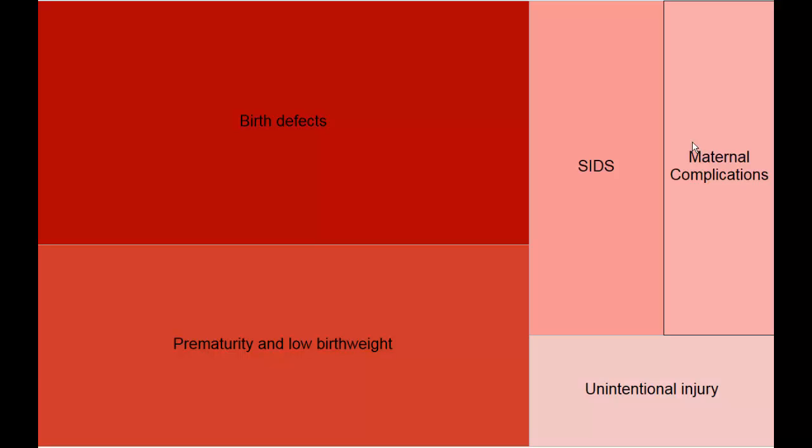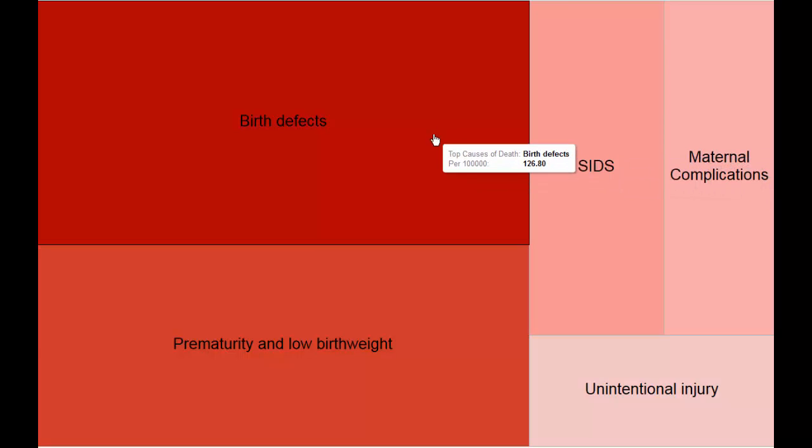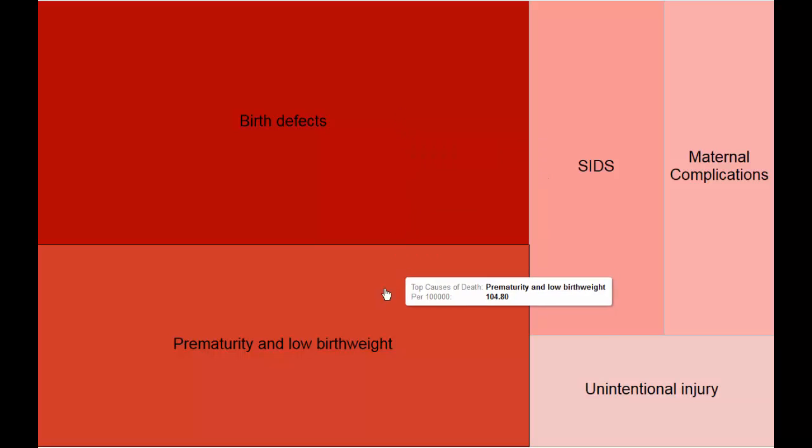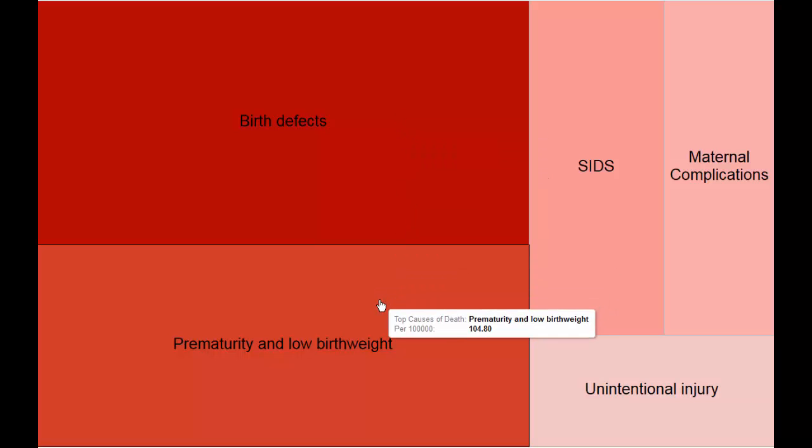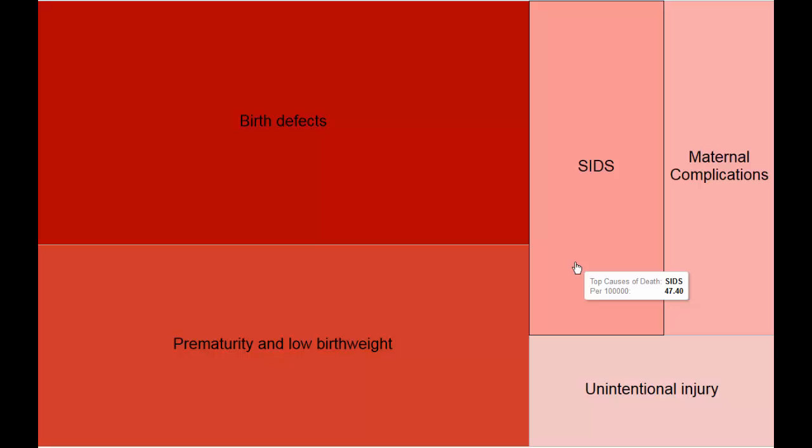This tree map illustrates the number of deaths per 100,000 live births from 2010 to 2012. As you can see, the number that died from birth defects was 127 per 100,000 live births. Prematurity was 105. SIDS was around 48.